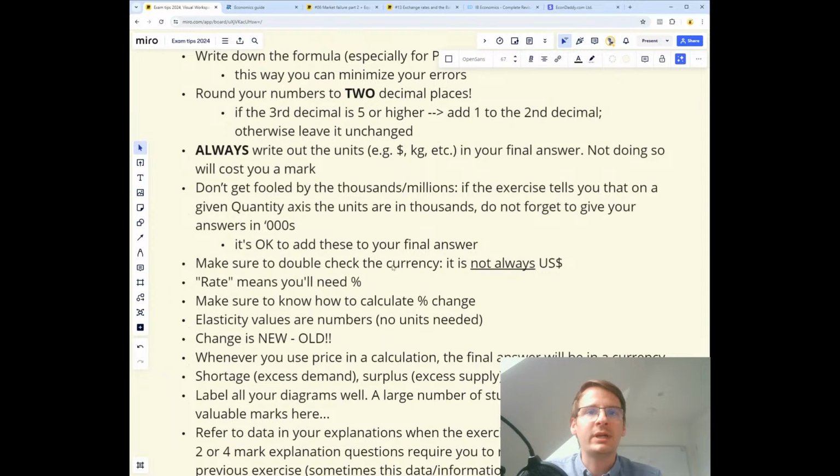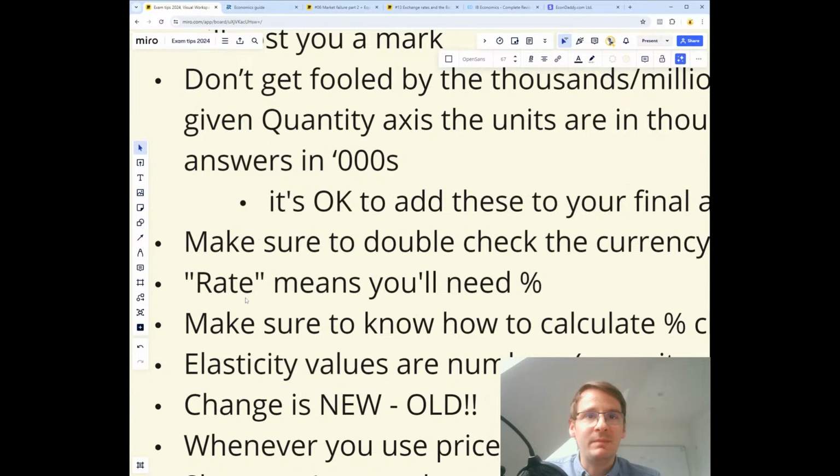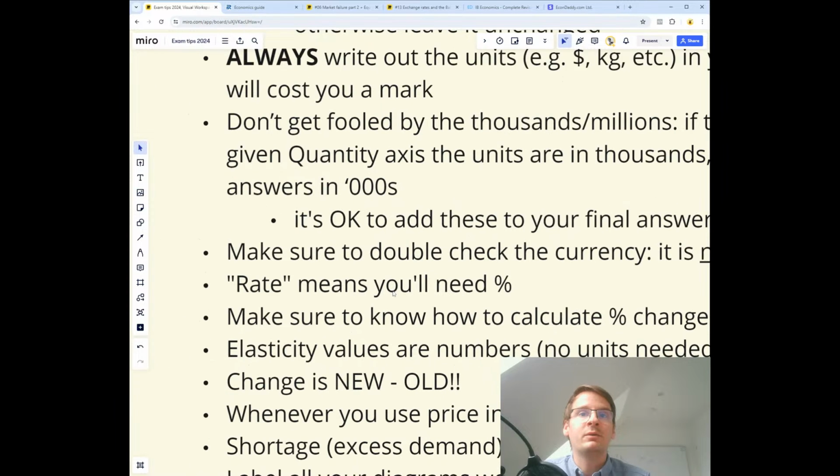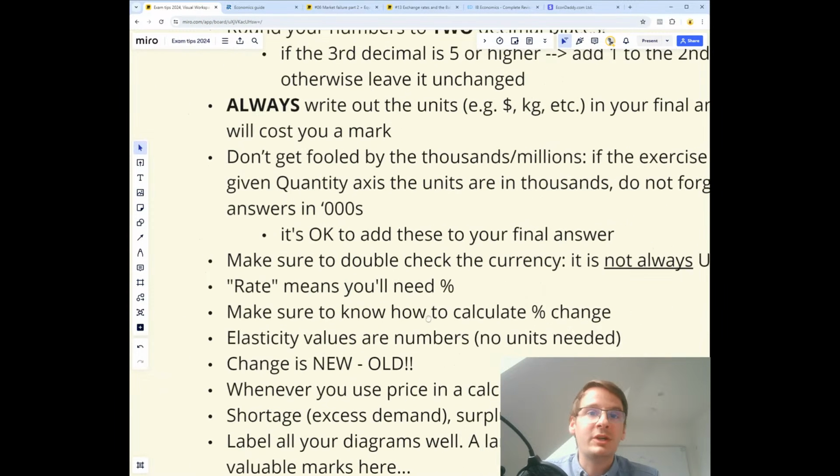Also, make sure to double check the currency. It's not always US dollars, okay? In quite a few paper 3s, it's no longer US dollars because they are not looking at the American markets. Also, if you ever see rate, it means you will need a percentage. Rate is a percentage. Think of it: inflation rate, unemployment rate, economic growth rate. These are all percentages.